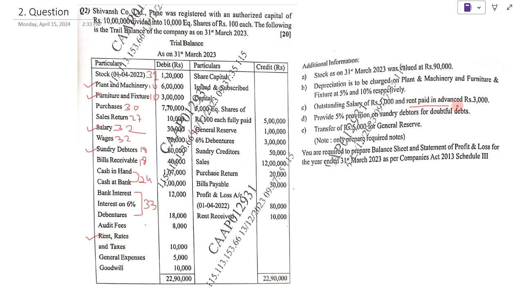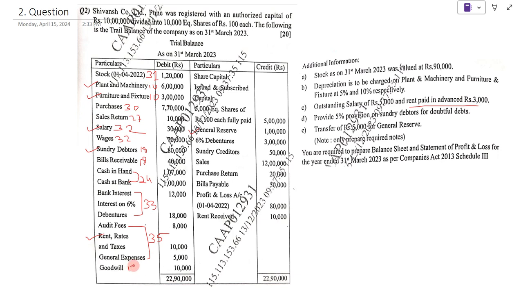See, rent is paid in advance, 3%. So all these, audit fees, rent and journal expenses, these three entries will go in note number 35. The heading of note number 35 is other expenses.